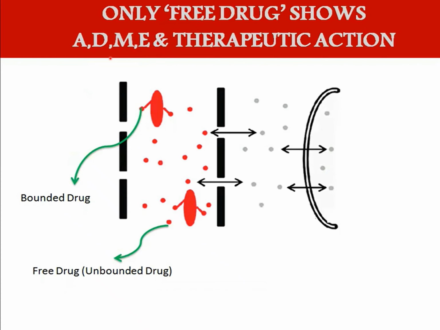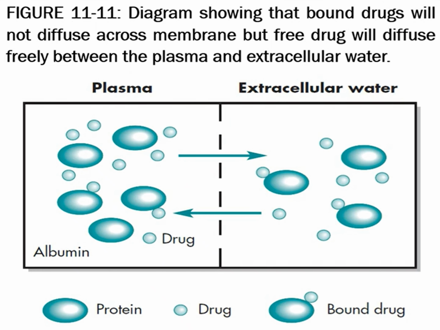So we have already read that only free drug will show therapeutic action. These are the blood proteins. These drugs are bound to plasma protein, but these drugs are free. So only the free drug will go to the cell and give therapeutic action. Free drug is also called unbound drug. So always keep in mind that bound drug will never give any activity. Only the unbound or free drug will give therapeutic activity. The same thing has been shown here.